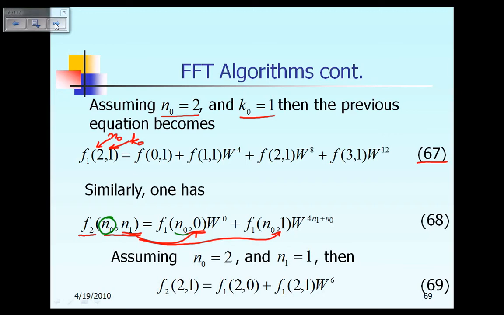So if you let, for example, N0 equal to 2, then N0 equal to 2 is here. And let's say N1 is equal to 1. You take a look at N0, you replace it by 2, and the value of N1 is equal to 1. Then immediately equation 68 will become equation 69.